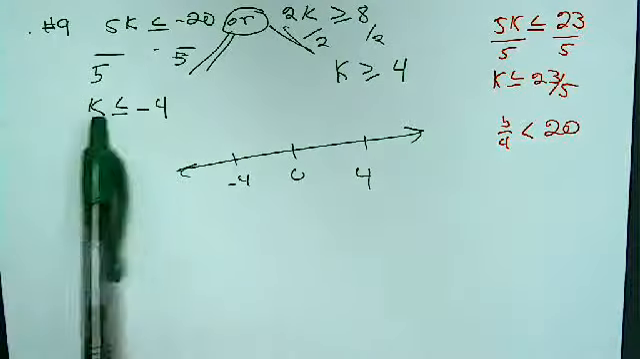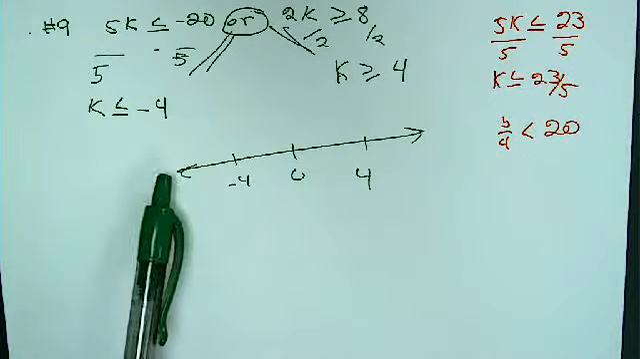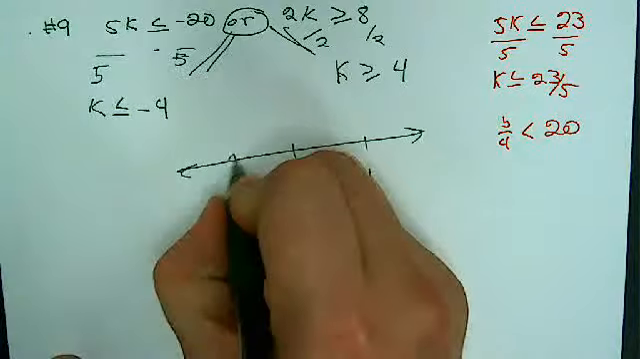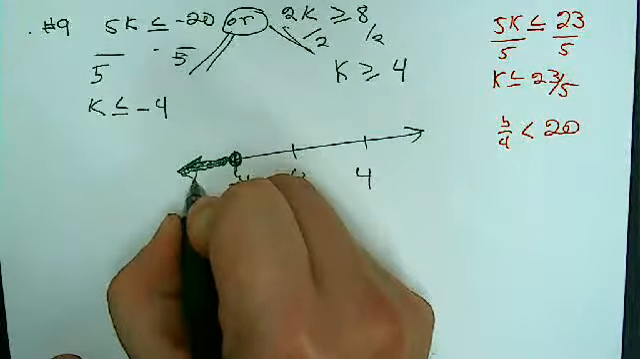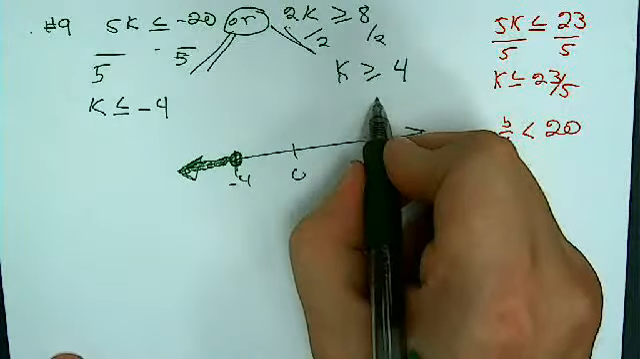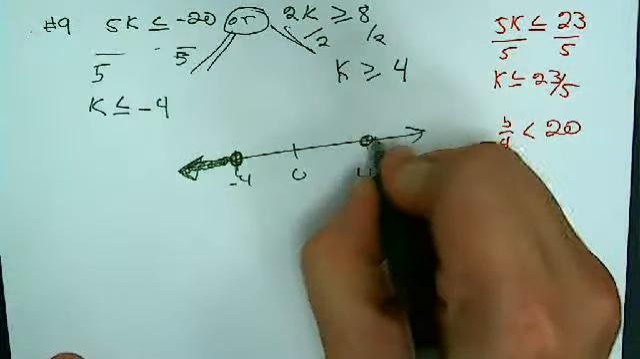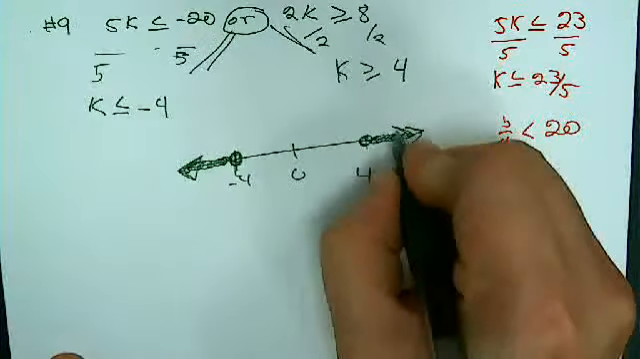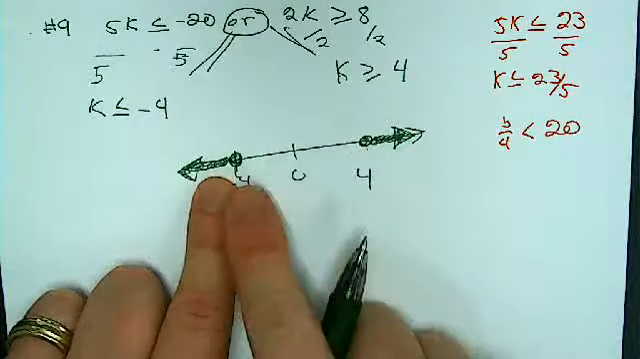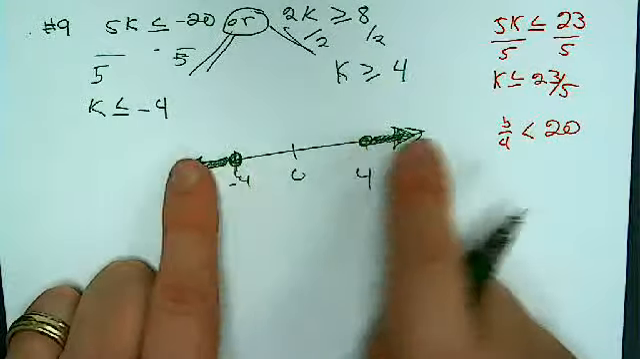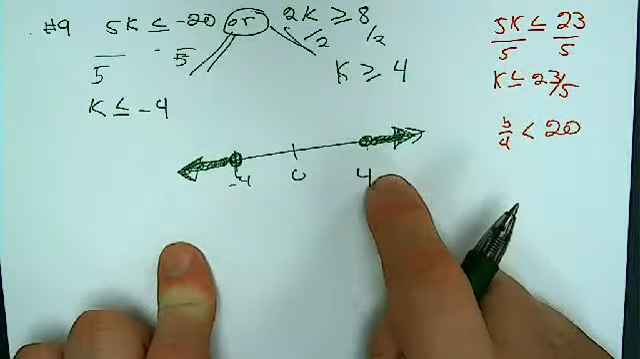K is less than or equal to -4. What kind of dot have I got? Closed? All right. And which way do I shade? To the left. K is greater than or equal to 4, so it's a solid dot at 4, shaded to the right. And my final answer is this group and this group. Everything that I've shaded, because it makes this true or that true, is considered part of the solution.